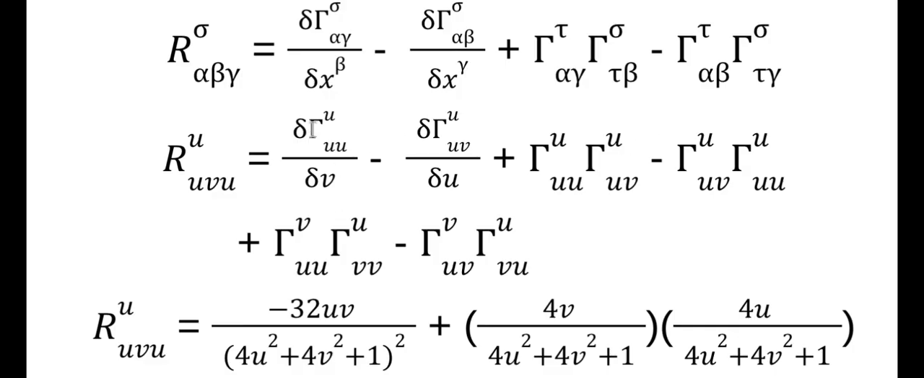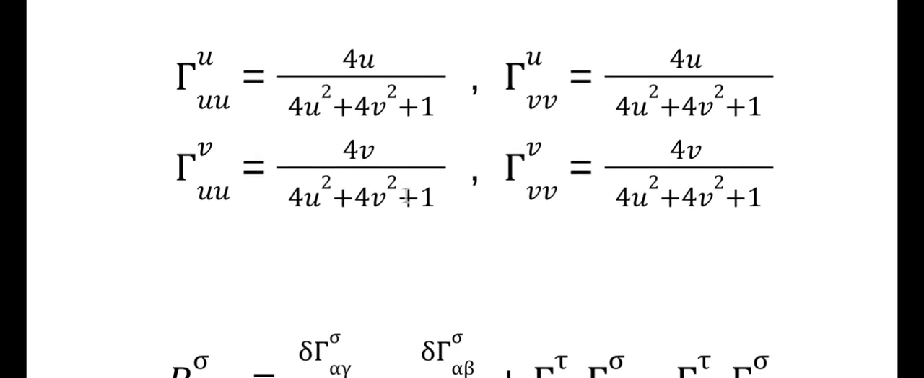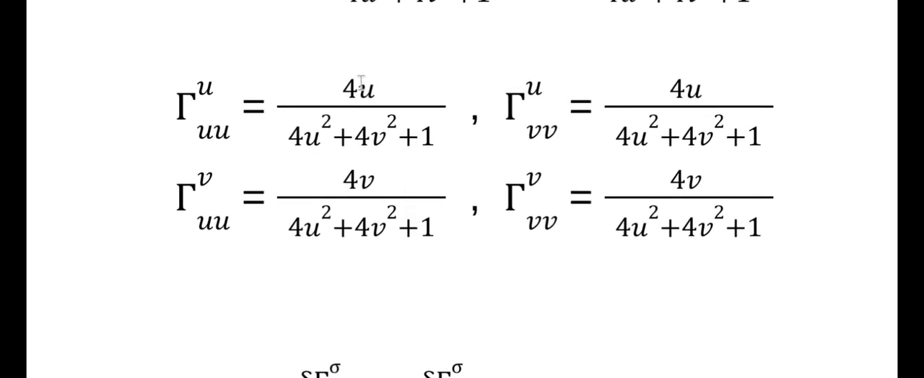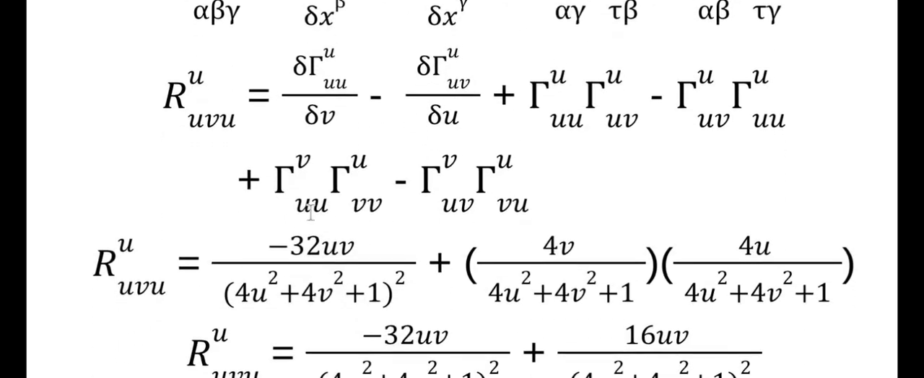So the partial of gamma UUU with respect to V, where's gamma? Here it is. Okay, so we use the quotient rule, right? So the denominator times the derivative of the numerator. This has no V component, so that's 0, minus the numerator times derivative of the denominator, divided by the denominator squared. So that's what that is.